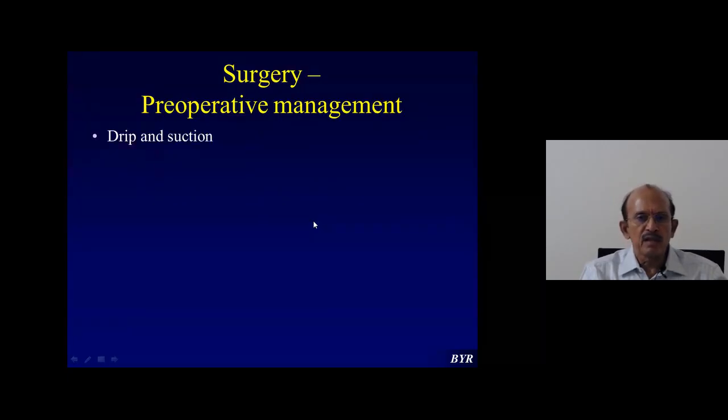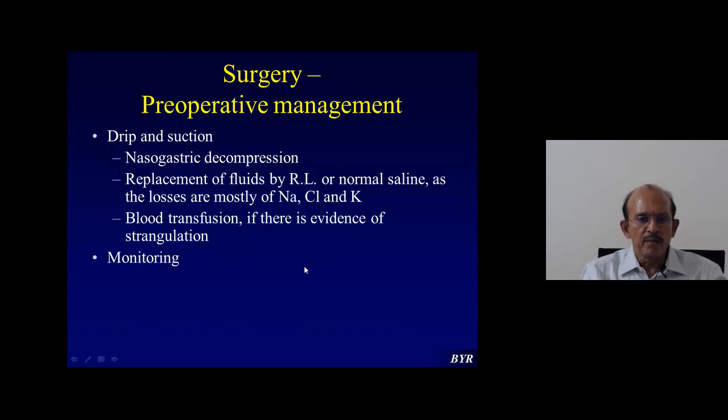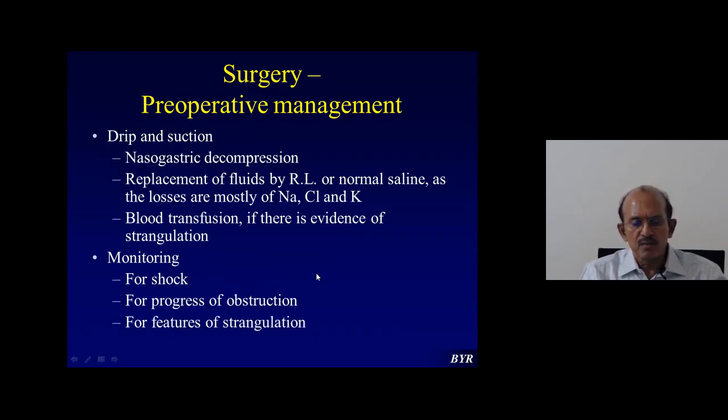Preoperative management: again drip and suction, nasogastric decompression, replacement of fluids by Ringer lactate or normal saline, as the losses are mostly of sodium, chloride, and potassium. Blood transfusion if there is evidence of strangulation, because there will be sequestration of a large amount of blood in the splanchnic circulation. Monitoring: you have to monitor for shock, for progress of obstruction, and for features of strangulation.